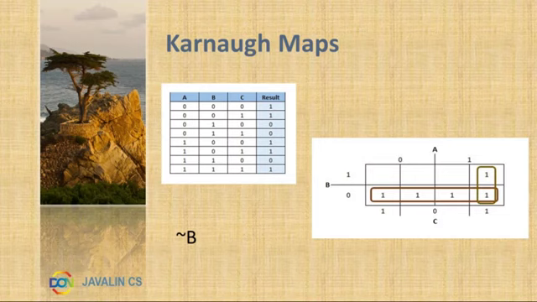So we have A and C as the expression that represents that little group on the right there with the two ones in it. So forming our expression, we take the not B and the A and C for the other group, and we just OR them together. So we find that the simplest expression representing the results in that truth table is not B or A and C. And that's how we can use a Karnaugh map to get a simple expression to represent the results in a truth table.